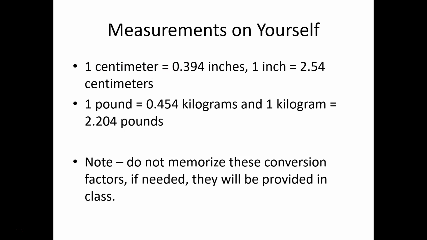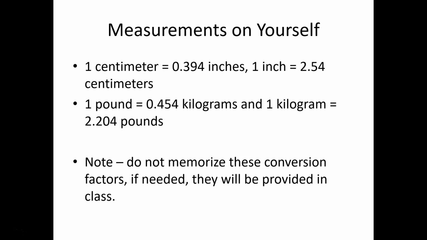And the same with weight, pounds and kilograms. So someone who's 74 inches, you would multiply by 2.54 centimeters per inch. The inches would cancel out, and you'd end up with about 188 centimeters.